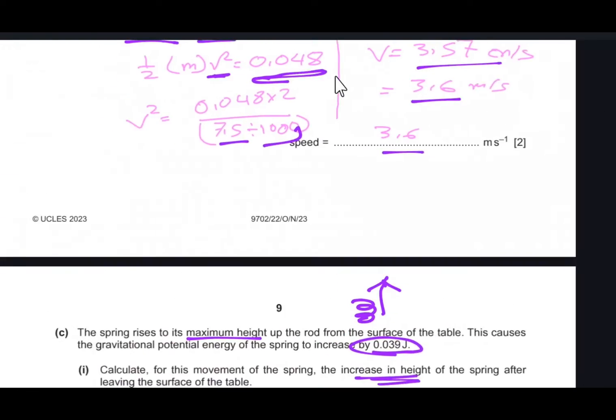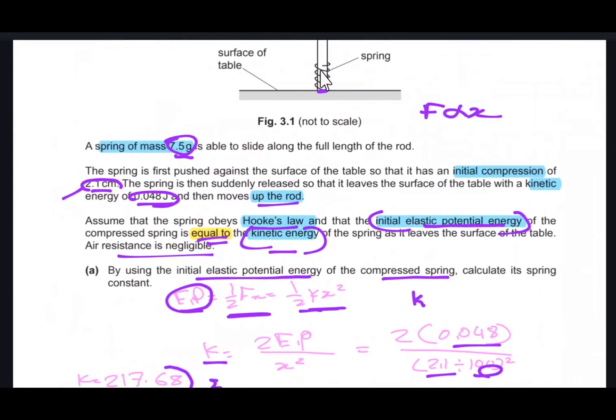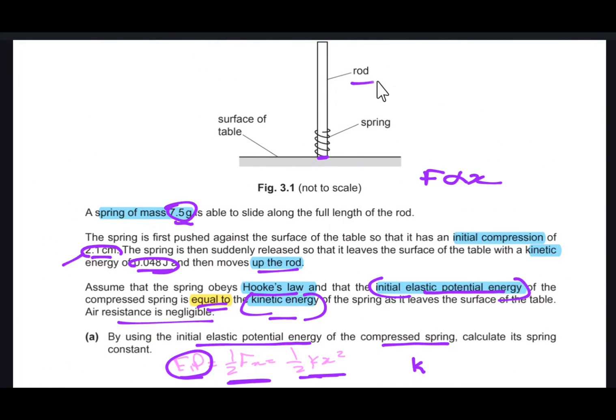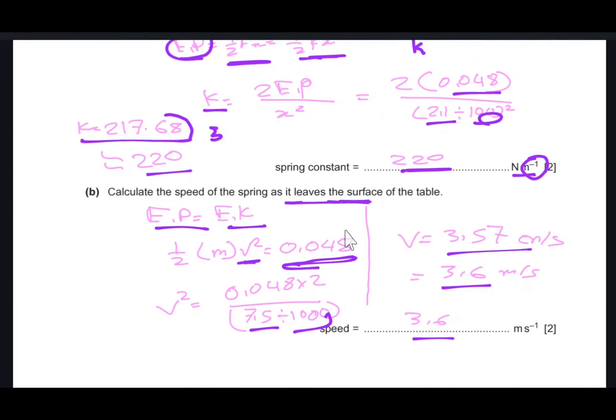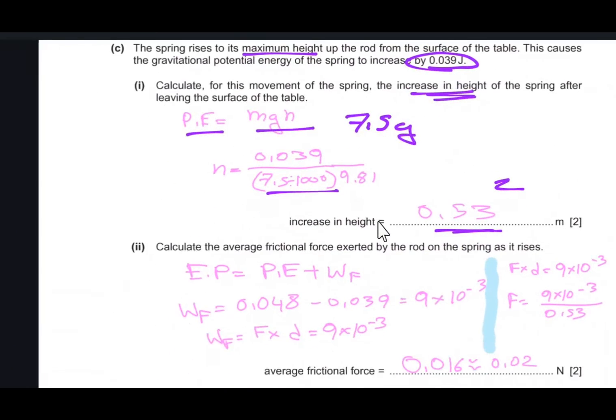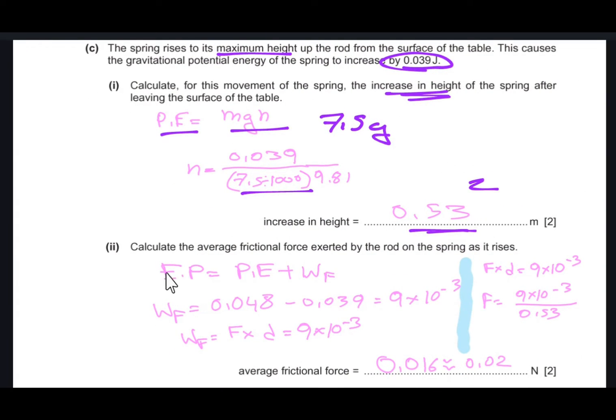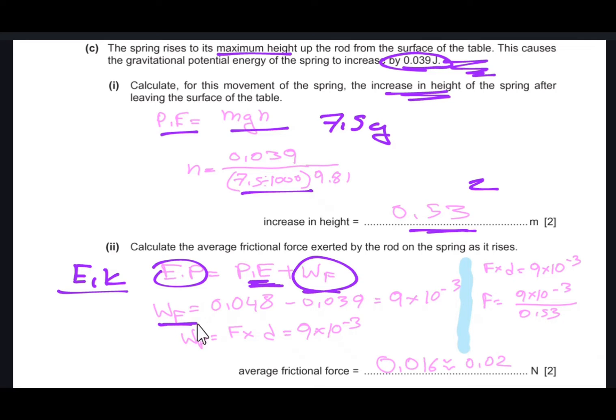Calculate the average frictional force exerted by the rod on the spring as it moves. Though it mentions in the question that air resistance is negligible, the frictional force due to the rod on the spring acts. As the spring is moving upwards, its frictional force due to the rod is acting downwards. So we need to calculate the magnitude of the frictional force. We know that initial elastic potential energy or initial kinetic energy is equal to final gravitational potential energy as it rises up, and work done by friction. So work done by friction would be 9 into 10 to the power negative 3.